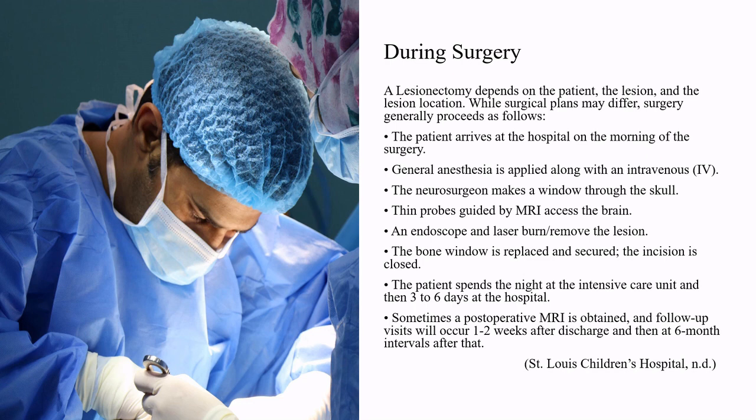The patient arrives at the hospital on the morning of the surgery. General anesthesia is applied along with an IV. The neurosurgeon makes a window through the skull. Thin probes guided by MRI access the brain. An endoscope and laser burn and remove the lesion. The bone window is replaced and secured.